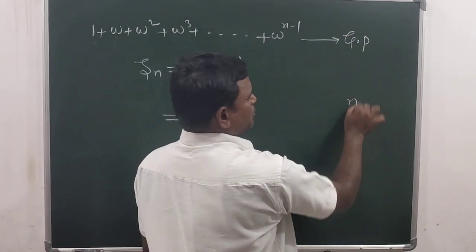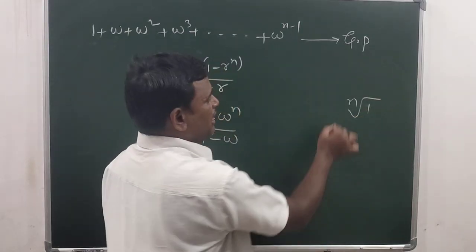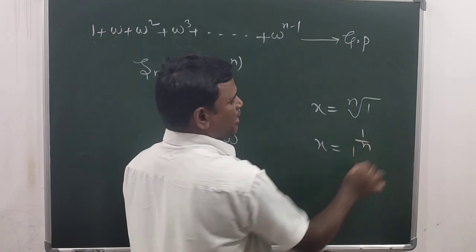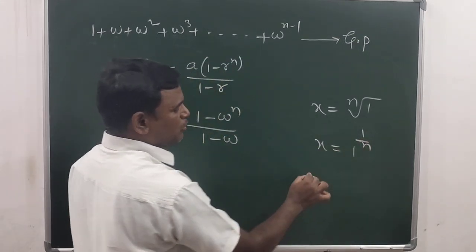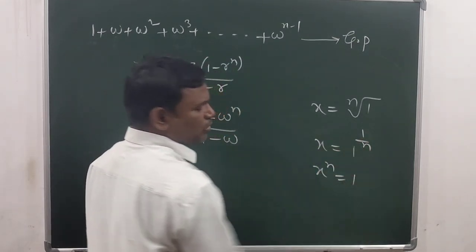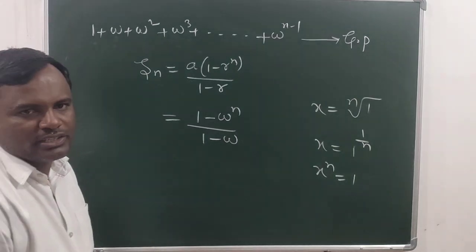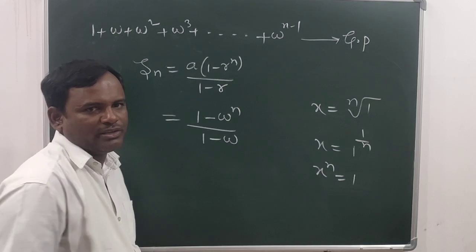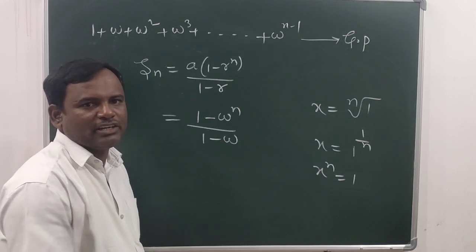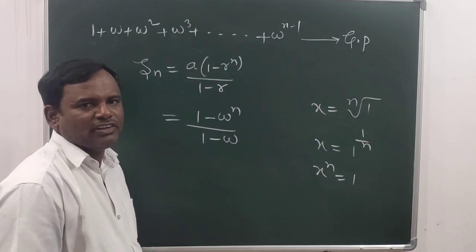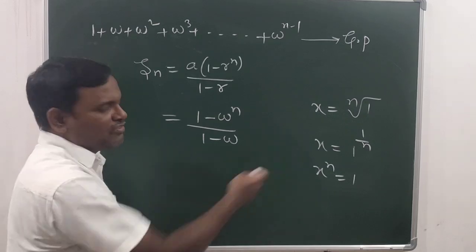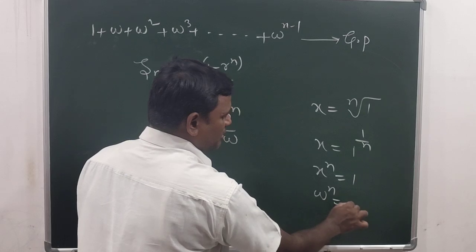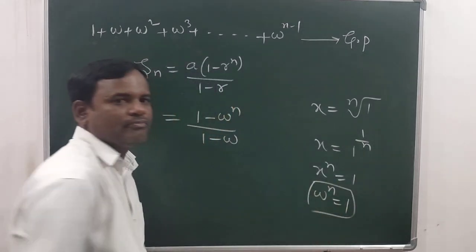Now, the nth root of 1, let it be x. Now, x equal to 1 power 1 by n you can write. Take power n on both sides. X power n is equal to 1. You know students, just now we have written the roots of the nth root of unity: 1, omega, omega square and so on. Omega is one of the roots of this equation. Hence in place of x you can write omega. Omega power n is equal to 1 you are getting.